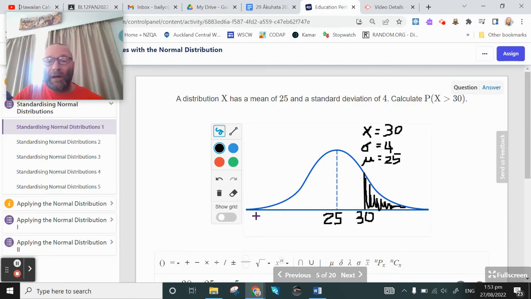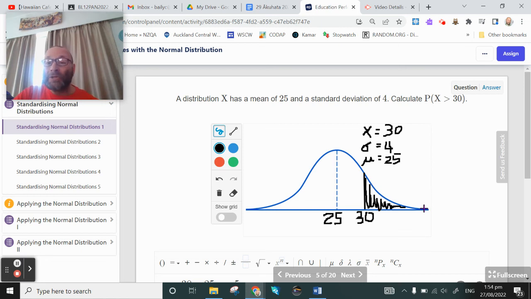So first off, we got our curve that has to be drawn, has a mean of 25 right there, standard deviation of 4. We indicate that. We always write down those values. We want to calculate the probability that x is greater than 30. So on this scale, if the mean is 25, 30 would be to the right, and x greater than 30 means we're shading to the right of that.